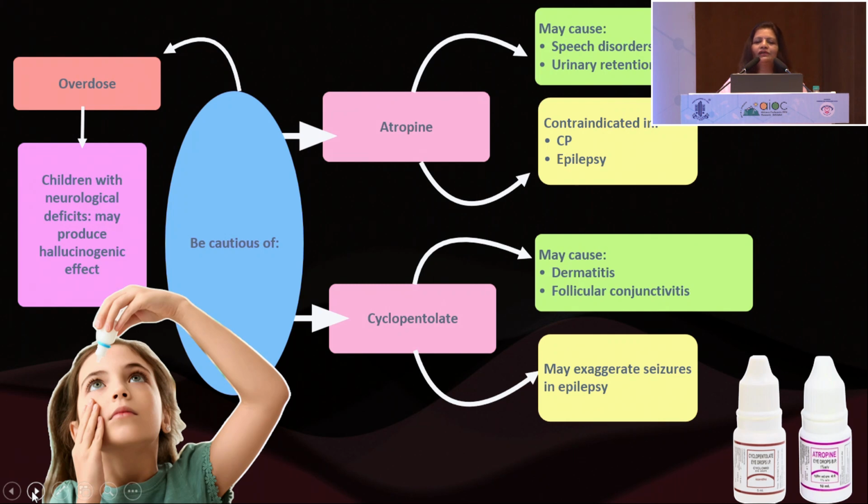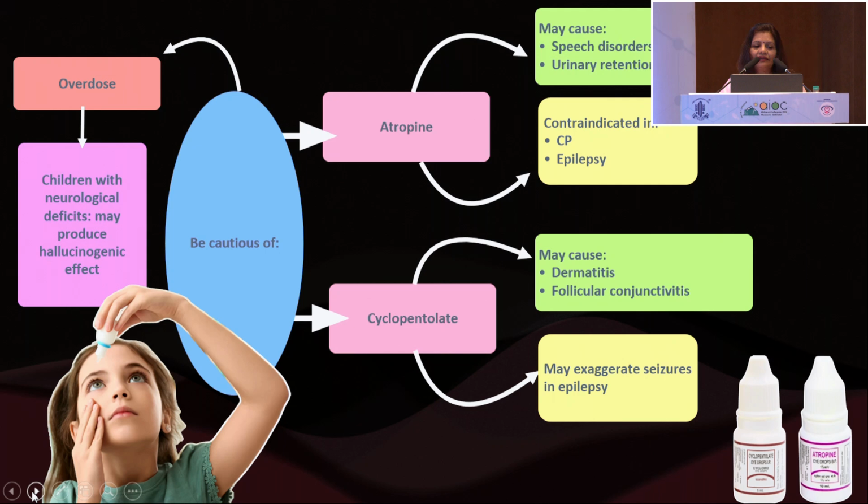But before doing a good retinoscopy, you have to be very cautious while prescribing cycloplegic drops. If you are prescribing atropine, that may cause speech disorder or urinary retention. And it's sometimes contraindicated in cerebral palsy and epilepsy. If you are prescribing cyclopentolate, it may cause dermatitis and follicular conjunctivitis, and it may exaggerate seizures in epilepsy.